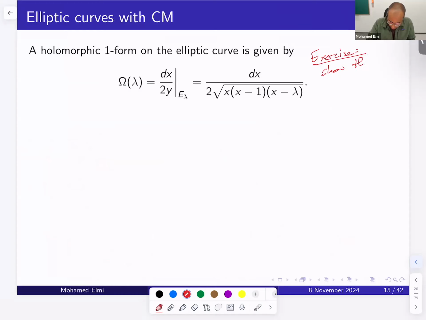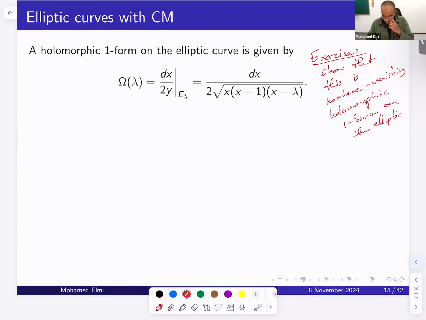Show that this is a nowhere vanishing holomorphic one-form on the elliptic curve, or that it extends to a nowhere vanishing holomorphic one-form on the elliptic curve. You have to use the fact that the elliptic curve is smooth. This is an exercise.